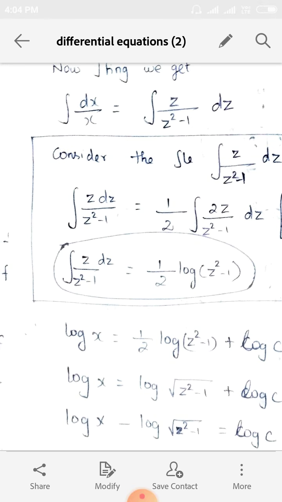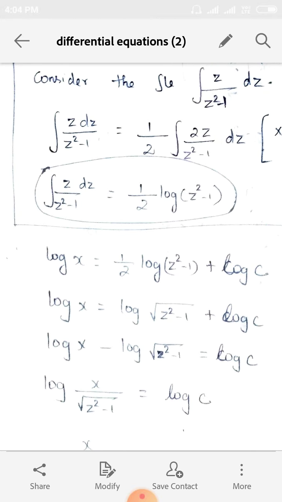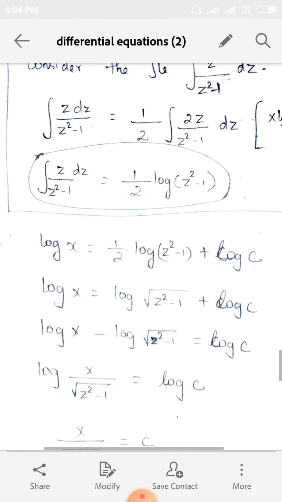See the before step. We get integral dx by x, which is nothing but log x, is equal to, after integrating the right hand side, the solution 1 by 2 log of z square minus 1 plus log c. Because all the terms contain logarithm, you have to apply log to the constant term also. So we get log x is equal to 1 by 2 log of z square minus 1 plus log c.